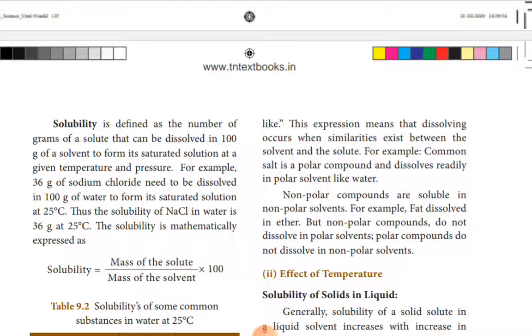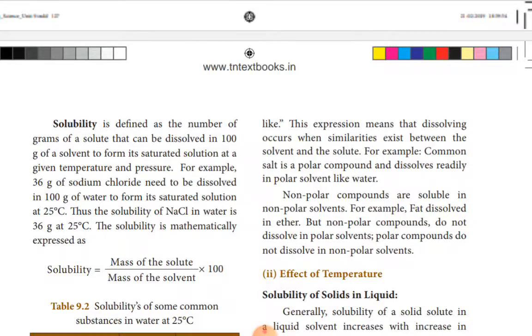For example, 36 gram of sodium chloride needs to be dissolved in 100 gram water to attain saturation at 25 degrees. So the solubility of sodium chloride in water is 36 gram. Solubility means the maximum capacity of salt that can be dissolved in 100 gram of water at 25 degrees. That is 36 gram. So solubility of sodium chloride is 36 gram.